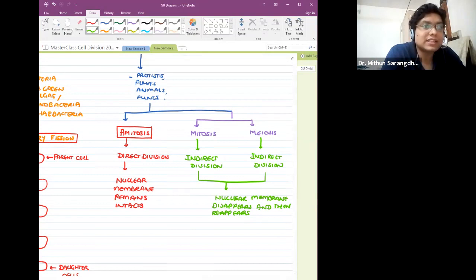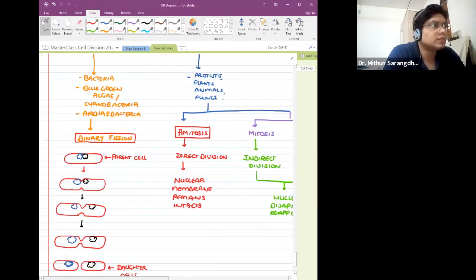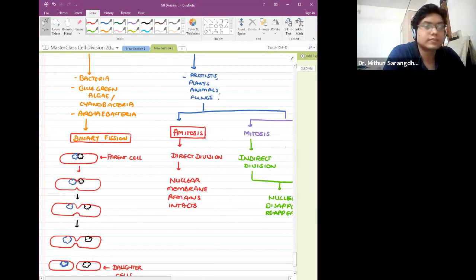There are types in this fission too. Yes, Vaishnavi, what are you asking? Can you tell me? Vaishnavi, can you frame your question a little bit more properly?